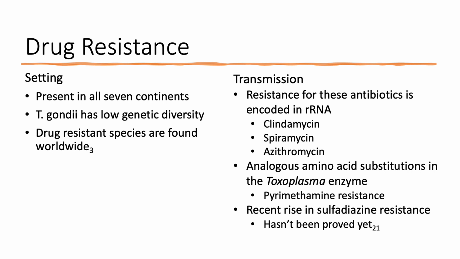And before, I did mention that Toxoplasma gondii is most susceptible to pyrimethamine and sulfadiazine, or at least these are the 2 most commonly prescribed drugs to fight toxoplasmosis. However, in some instances, there are certain strains of T. gondii that are resistant to these 2. So for pyrimethamine resistance, analogous amino acid substitutions in the Toxoplasma enzyme are going to be responsible for that. And studies have shown that there is a recent rise in sulfadiazine resistance, but that hasn't been proven as of yet.